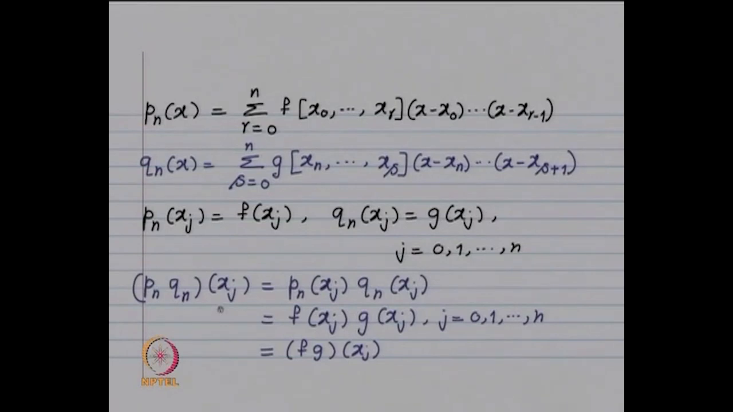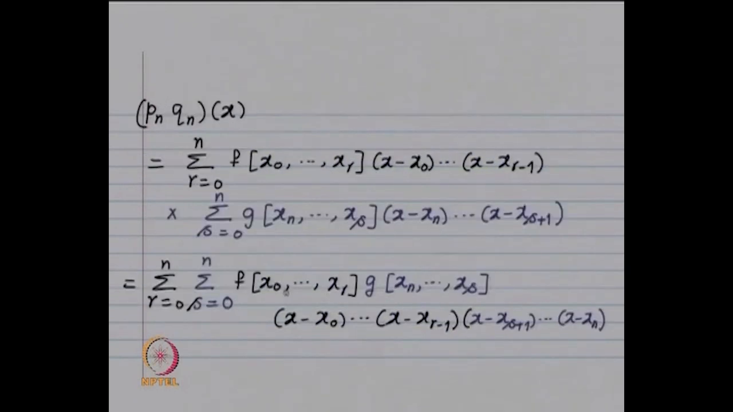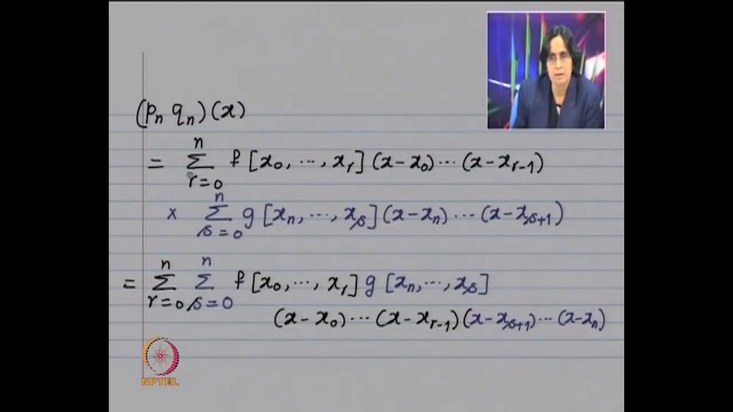In order to talk of the divided difference, we will need an interpolating polynomial of degree less than or equal to n. So, look at the product of this p n into q n. This is the formula for p n. This is the formula for q n. You are taking their multiplication.